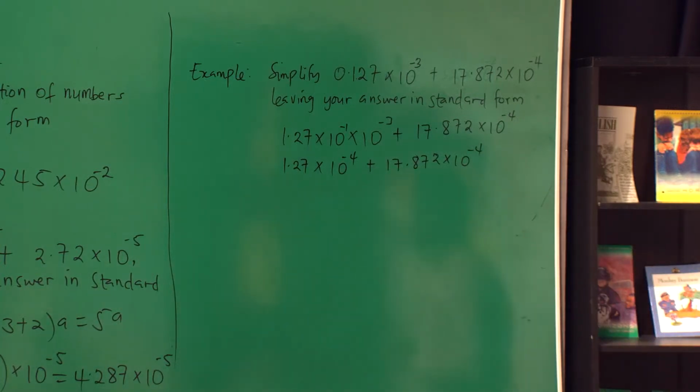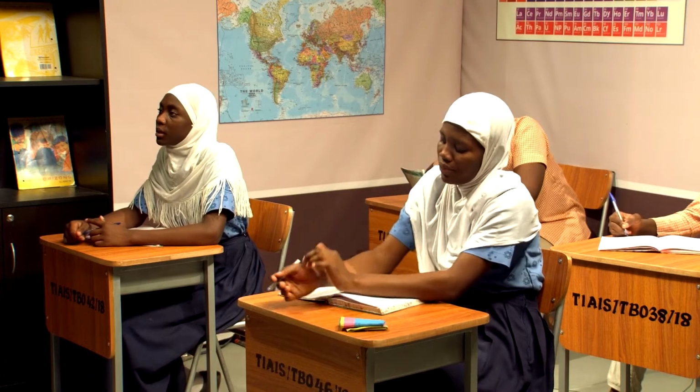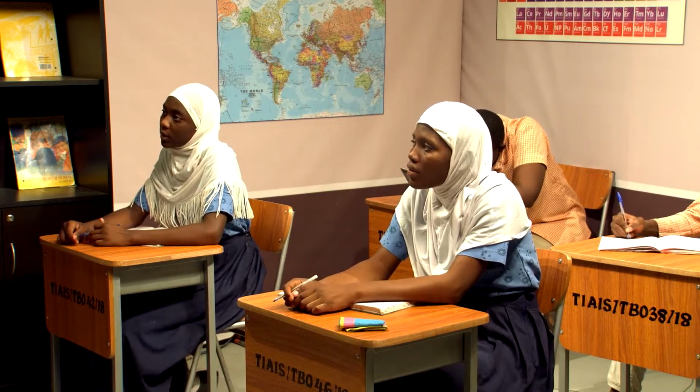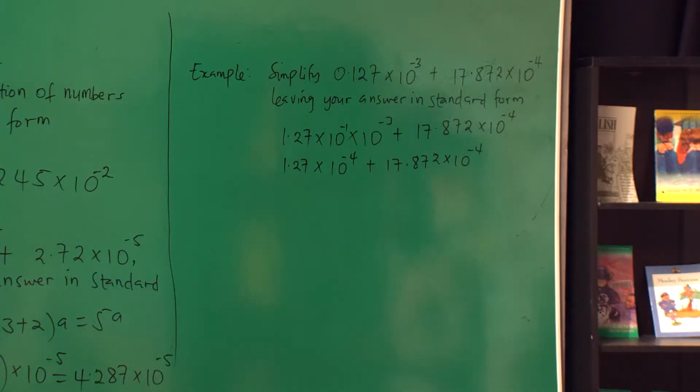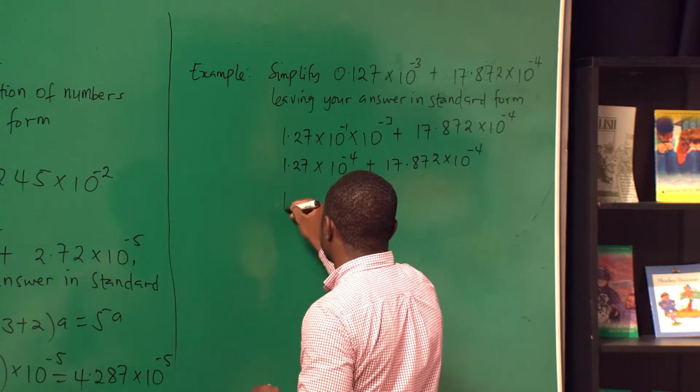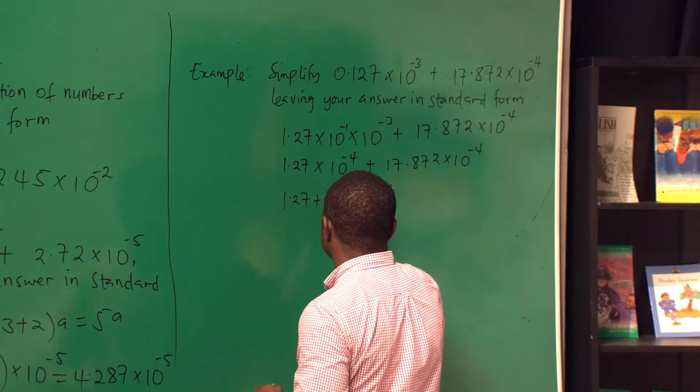All right, Asifa, from here, what do we do next? Please, you factorize the 10 exponent negative 4 and you add 1.27 and 17.872. So the next step is now we have 10 exponent negative 4 to be the same term in both cases. So we can factorize that one and add the coefficients.